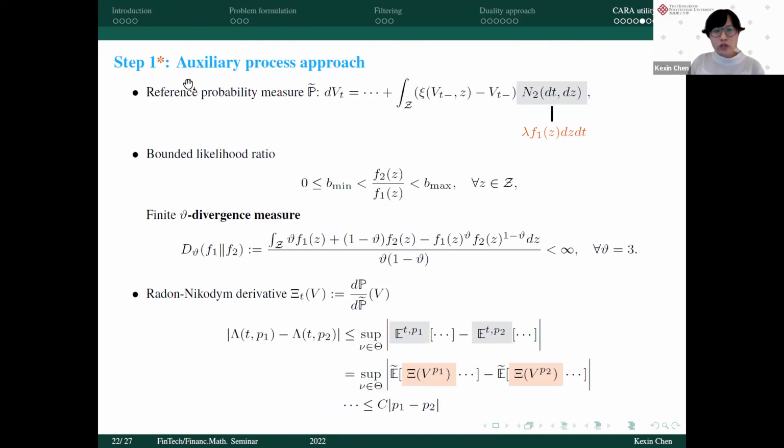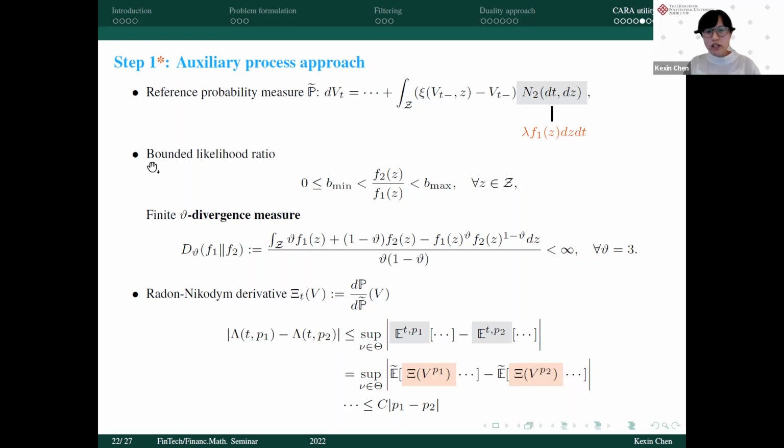We try to introduce the auxiliary process approach. We find the reference probability measure, P tilde, and under this measure, we define another auxiliary filter process, this V_t, in the following manner, and N2 is another jump measure whose intensity is given by lambda f1(z) dz dt. So this one is also a very classical jump diffusion with the extraneous Poisson random measure.